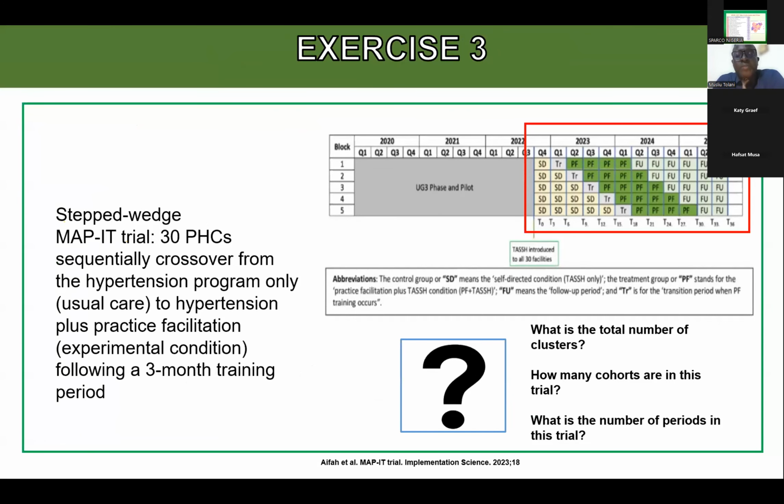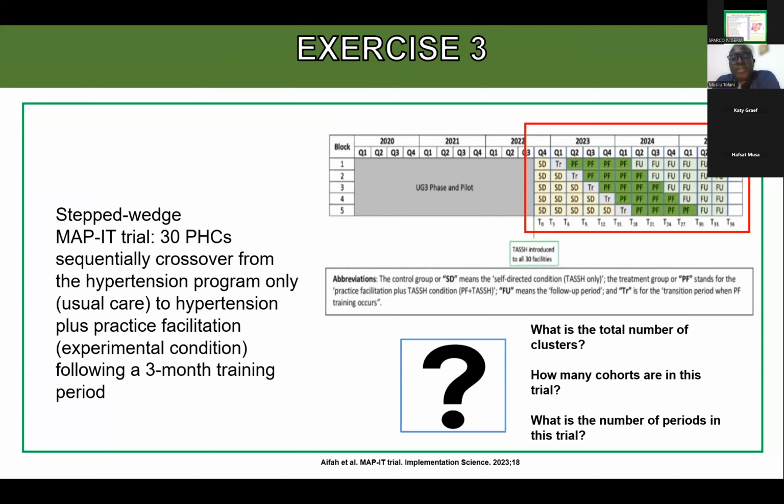So this schema shows a trial, MAPIT, done in Nigeria across 30 primary care centers, in which PHCs sequentially crossed over from the standard of care, which is the hypertension program only, through a training period, marked TR on the schema in the red box, to hypertension plus practice facilitation, which is the new intervention being given, marked PF.